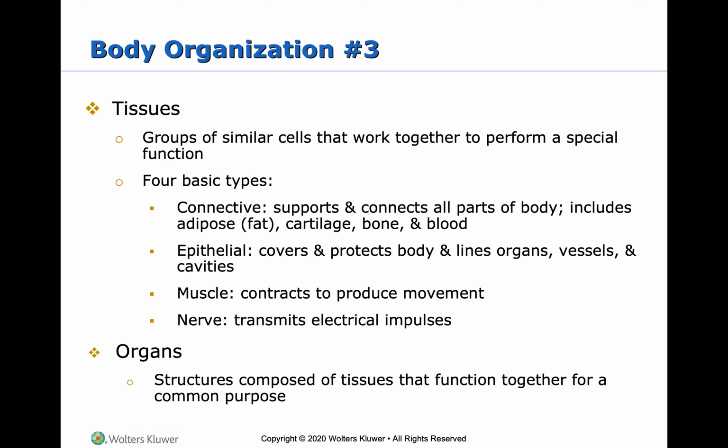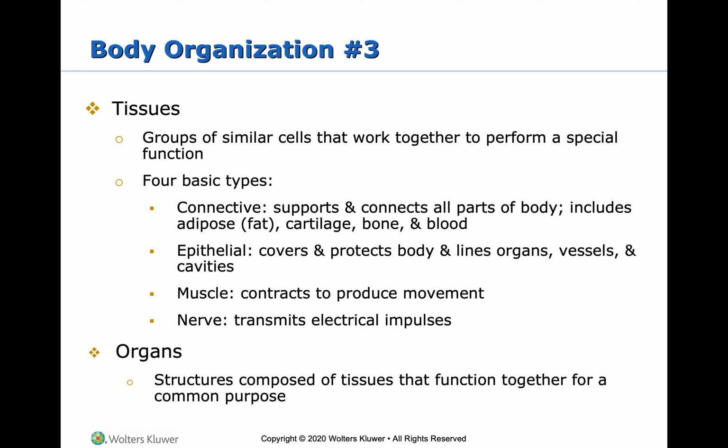Epithelial tissue is another type. This covers and protects the body and lines organs, vessels, and cavities. Your muscles are another type of tissue. These contract to produce movement. And then nerves, which transmit electrical impulses and carry them to your nervous system to interpret certain stimuli, which we'll get into further in this chapter.